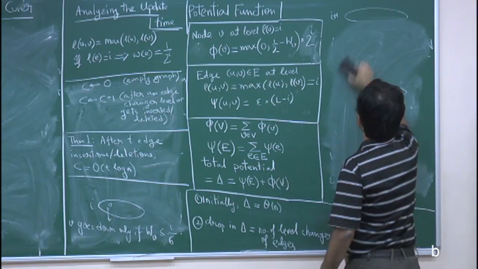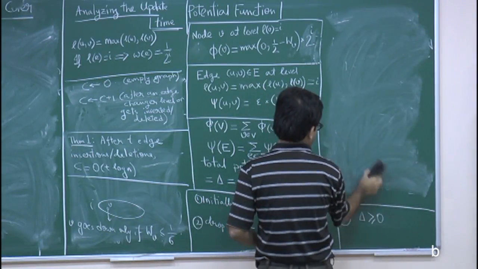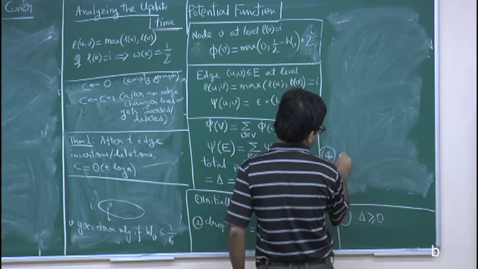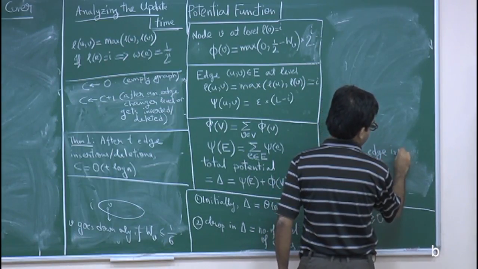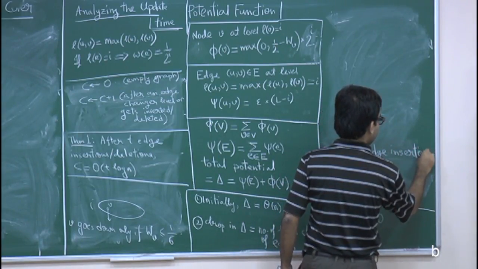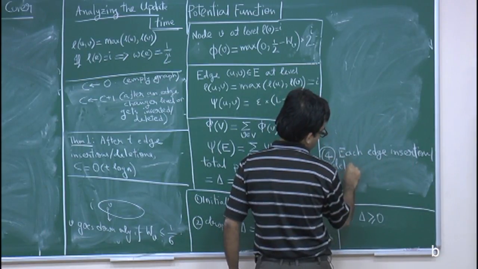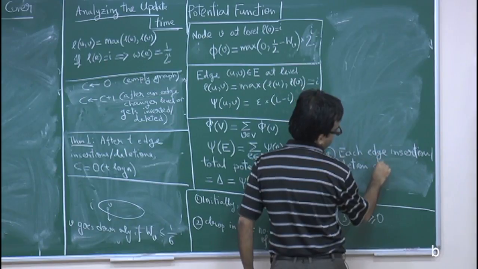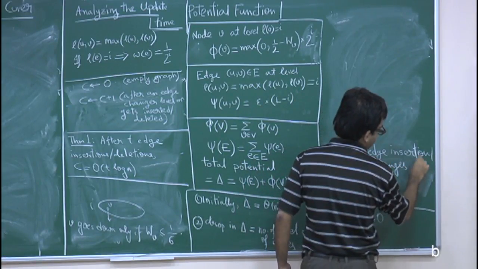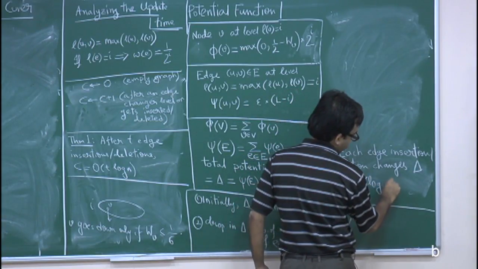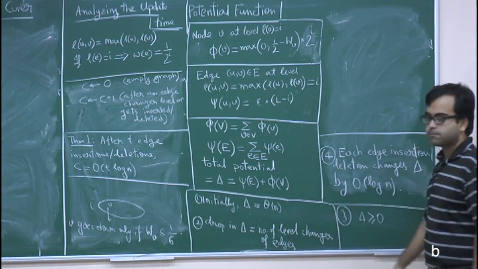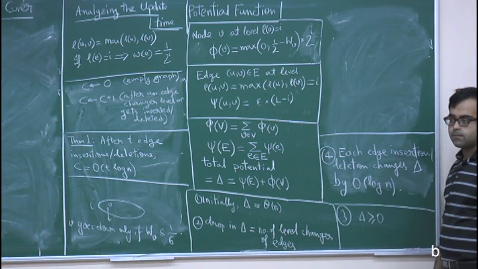So, in effect you can show this. Let me just write it down as statement 4, so that we can have all these things together. So, 4, each edge insertion deletion changes the total potential by at most order log n. Is this part clear, this statement?